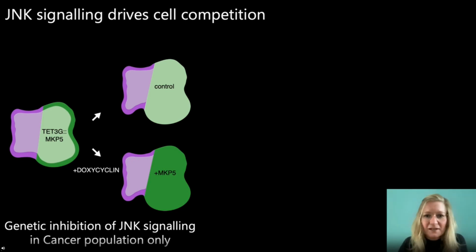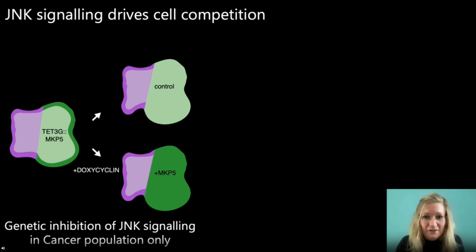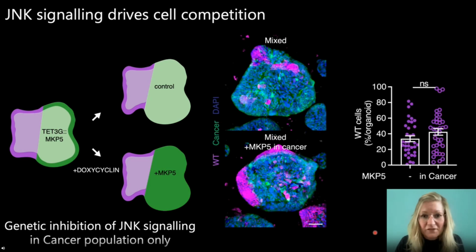And using a doxycycline inducible system, we can thereby target JNK signaling in either cancer cells or in wild-type cells. And first, we expressed MKP5 only in the cancer population. And what we saw is that treating these cultures with doxycycline did not affect competition at all. The amount of wild-type cells that are present in these organoids is unchanged and the ratio is not affected, indicating that JNK signaling is not needed in the cancer population.